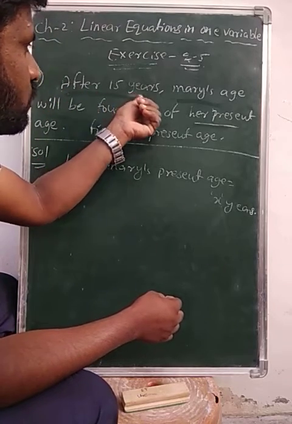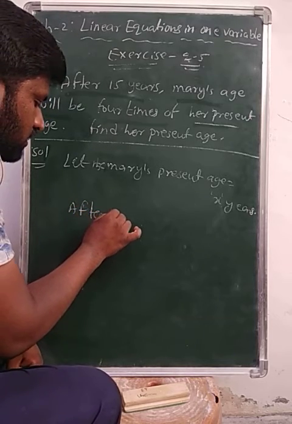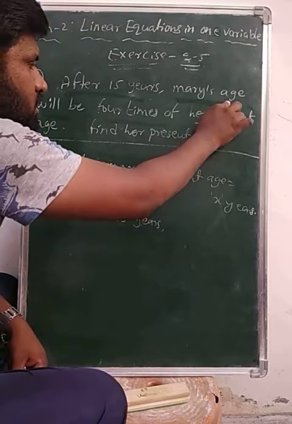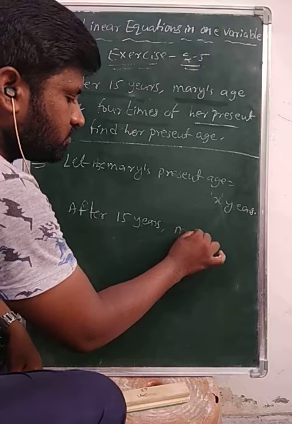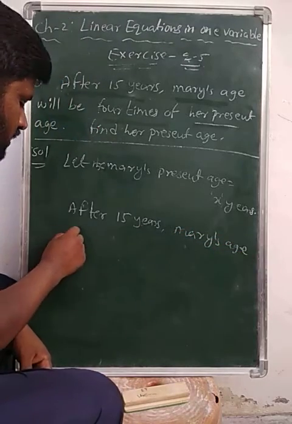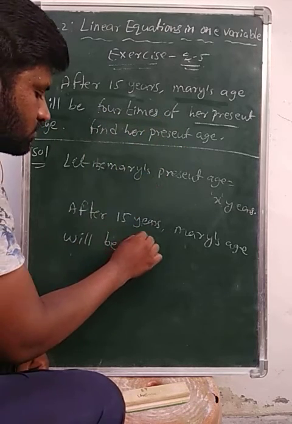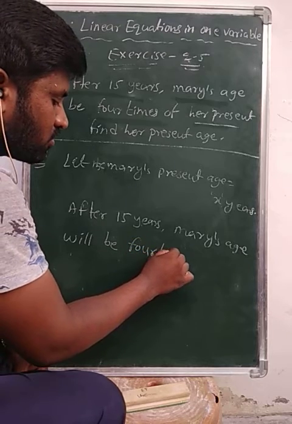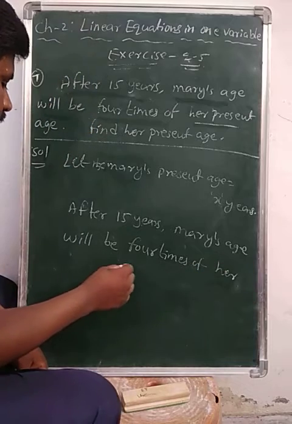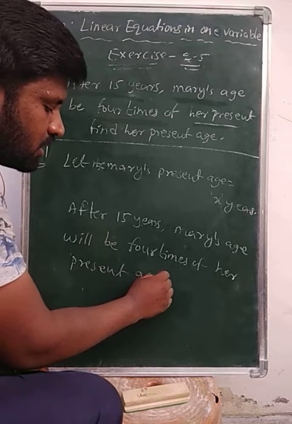After 15 years, what is Mary's age? After 15 years, Mary's age will be 4 times her present age.